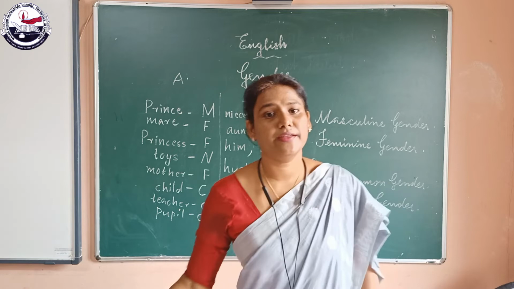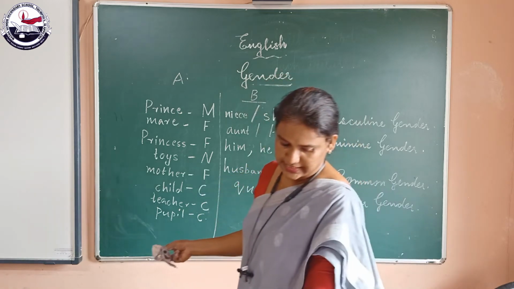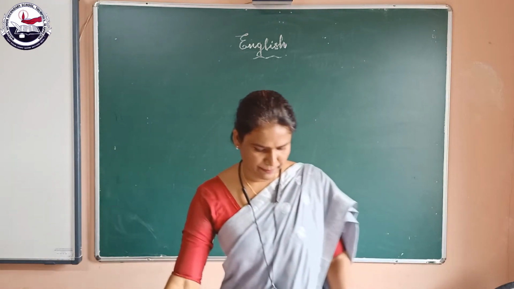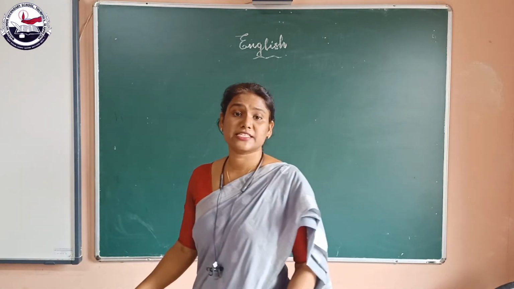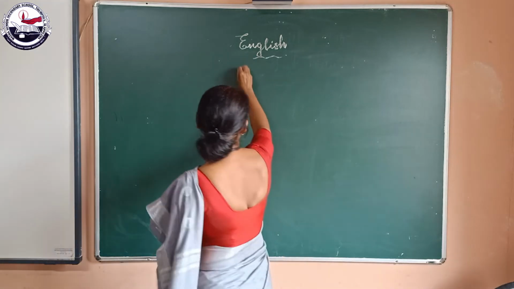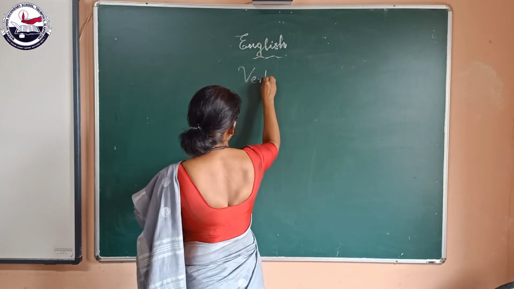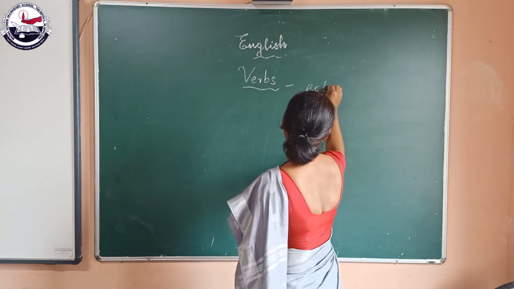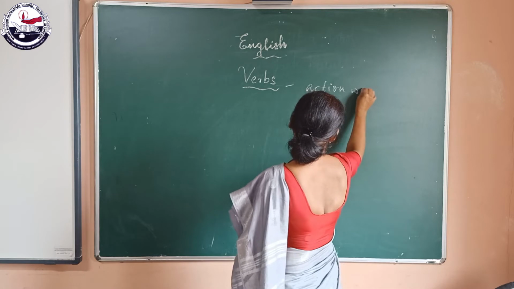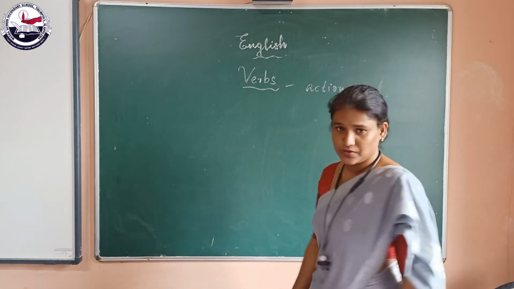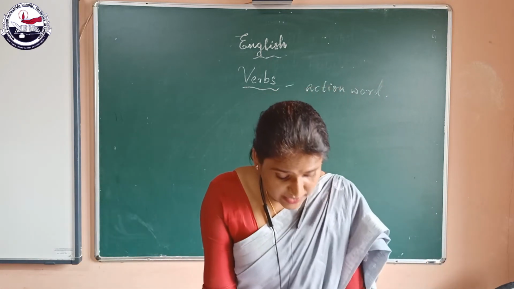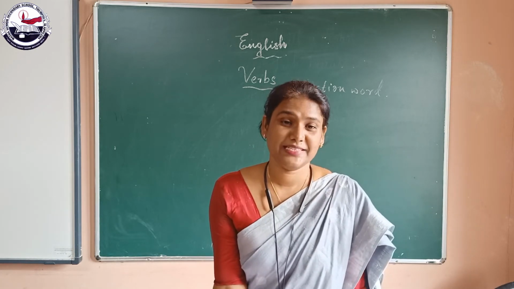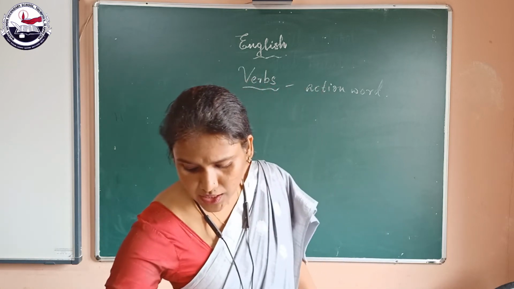Okay, are all of you clear on gender? Okay, so let's discuss the next topic, page number 67. What's the next one? Verb. You know what a verb is? Verb is an action word. In smaller classes you have learned verb is an action word. Verbs are action words or doing words.